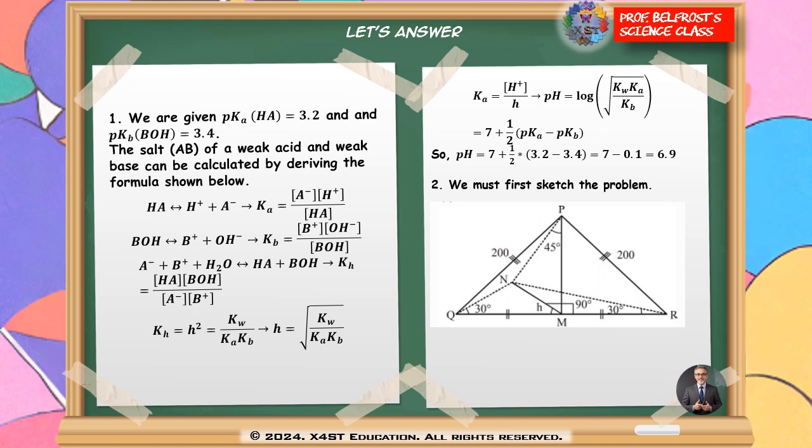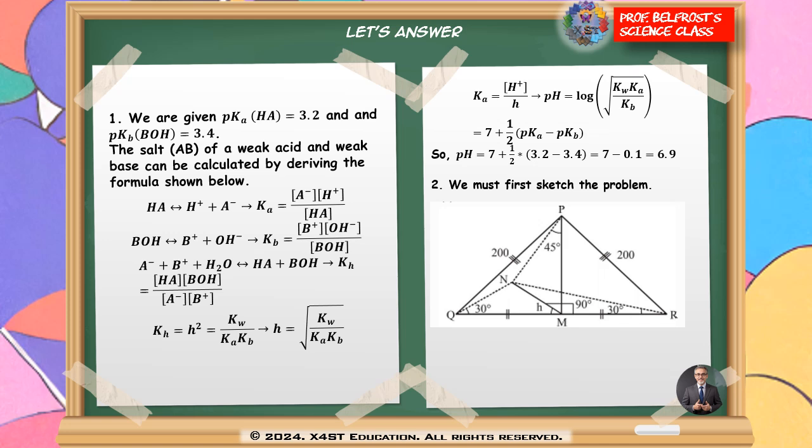We can calculate the pH of that salt by using the formula 7 plus half pKa minus half pKb. I want you to know how to derive the equation before you use it. So here I show you the steps to derive it. It's self-explanatory. The first line shows the dissociation of the weak acid. The second line is the dissociation of the weak base. And the third line is about the salt solution.